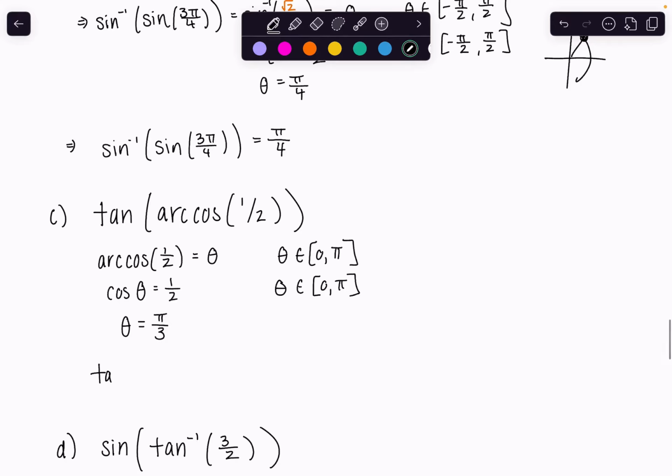So to fully evaluate tangent of arc cosine of a half, this is the same thing as evaluating tangent of pi over 3. And then we can go back and we can use our unit circle. That's sine of pi over 3 over cosine of pi over 3. You can use your chart too. This ends up being root 3.